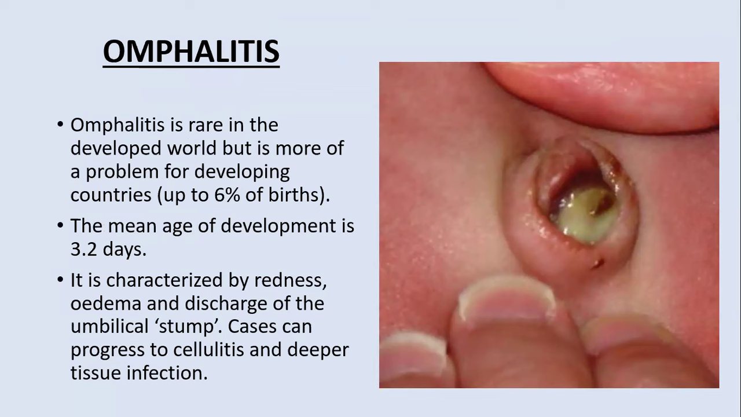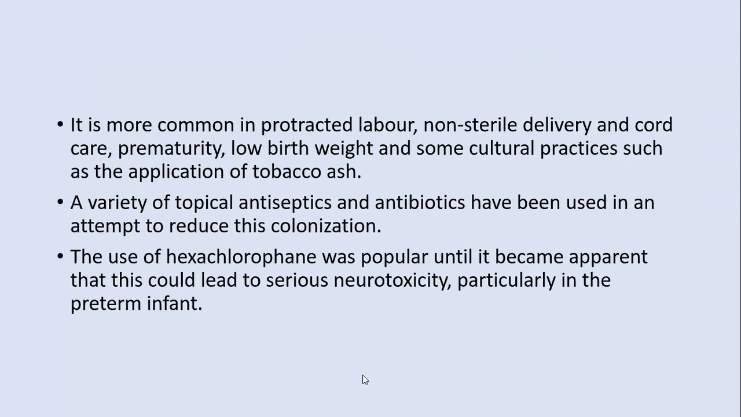Omphalitis is rare in the developed world, but more common in developing countries, and is seen in 6% of newborn infants. The mean age of development is 3.2 days. Characterized by redness and edema and discharge of the umbilical stump, cases may progress to cellulitis and deeper tissue infection. It is more common in protracted labor, non-sterile delivery or cord care, prematurity, low birth weight, and some cultural practices such as application of tobacco ash.